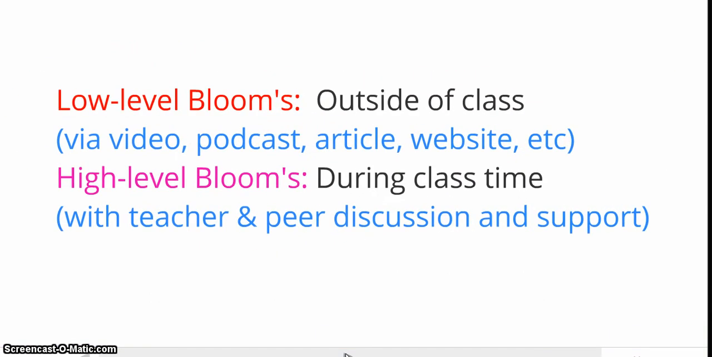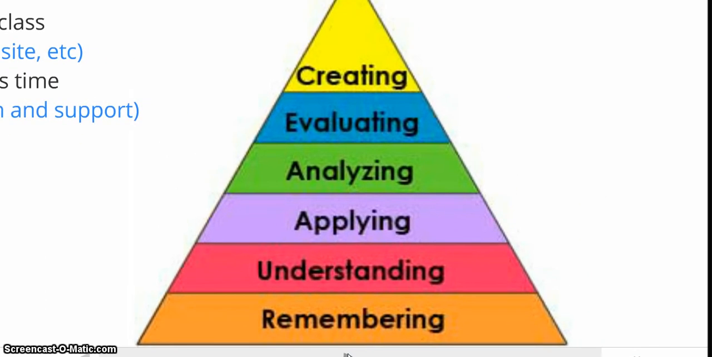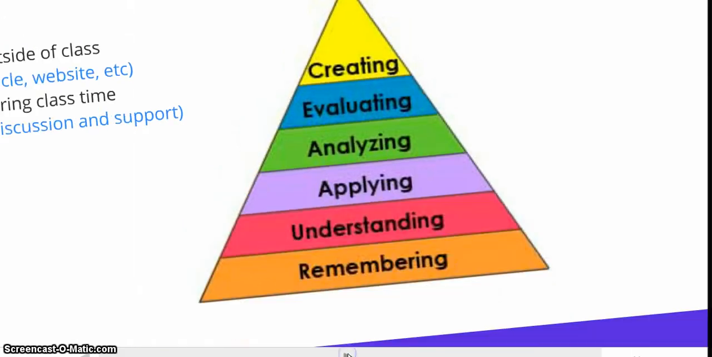It flips the lower order thinking skills to the higher order thinking skills during class time. So we have the low level of Bloom's outside of class. That's when we use the videos, the podcasts, maybe we're having them read an article or go to a website, and we're really hitting those high levels of Bloom's during class time. That's with teacher and peer discussion, support, student interaction. So they're creating, they're evaluating, they're analyzing. This is where we want the kids to be in class at this level. So that way they're remembering and understanding and applying through the flipped at home.